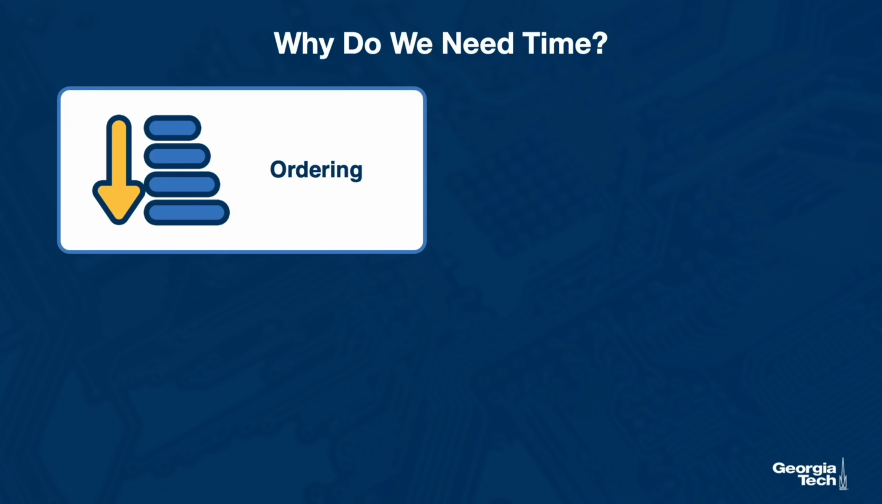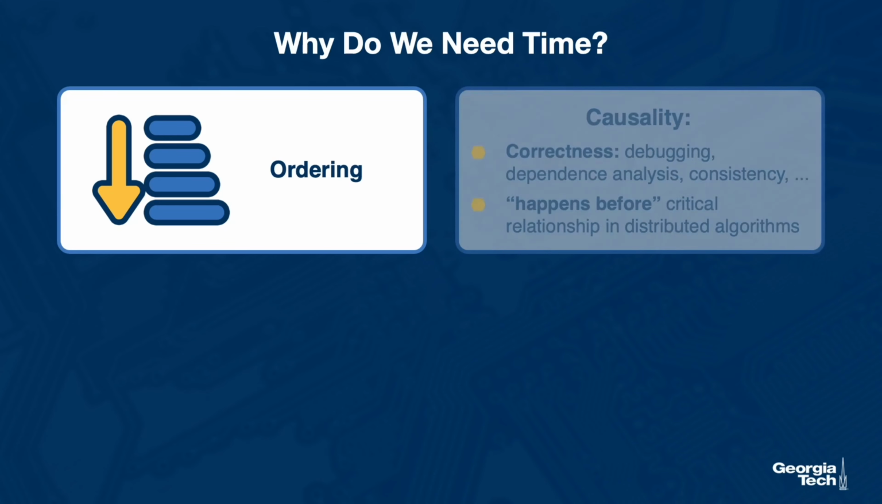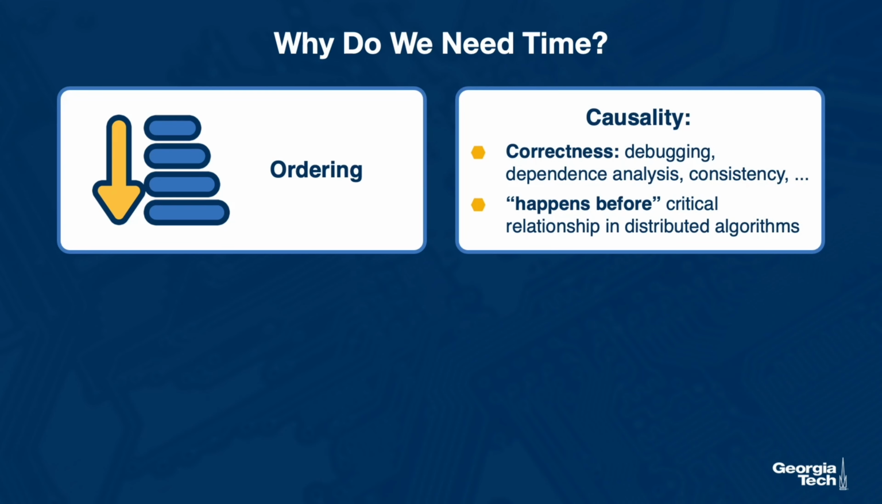When we talk about a single node, localized computing, it is easy to determine precisely the sequence of events or operations and to uniquely determine the order of each operation in that sequence. Ordering is an important property. By knowing the order in which two operations occur, we can determine their causality, whether one operation somehow affects the other. This is important for the correctness of the system.